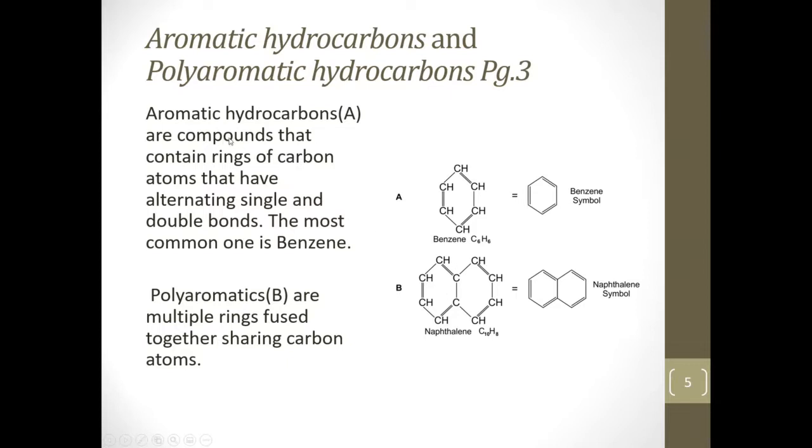So aromatic hydrocarbons in picture A here are compounds that contain rings of carbon atoms that have alternating single and double bonds. So you'll see single, double, single, double, single, double. That is the characteristic of an aromatic hydrocarbon. Again, benzene being the most popular one. Polyaromatics, just multiple rings fused together here. So just to make something different.